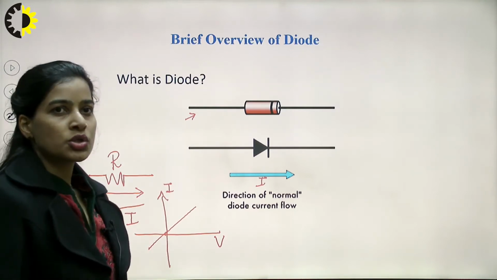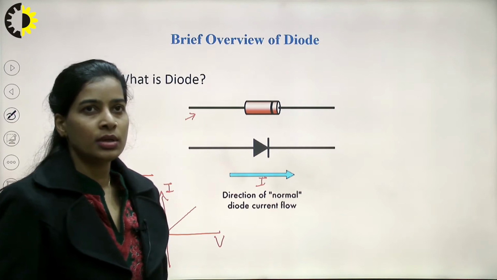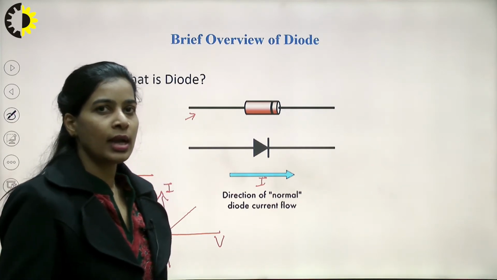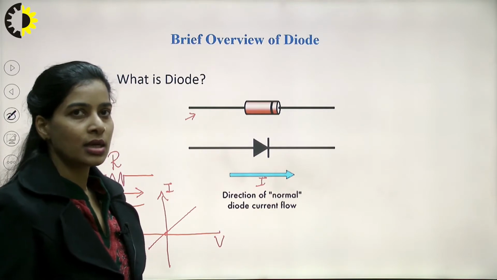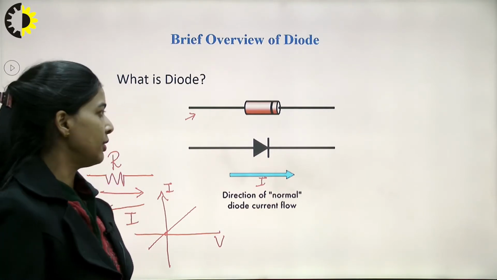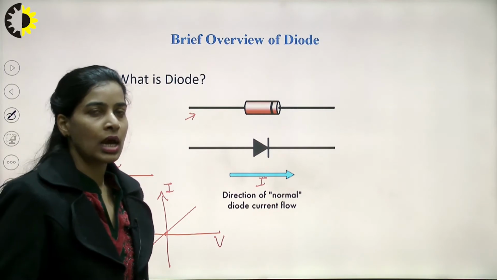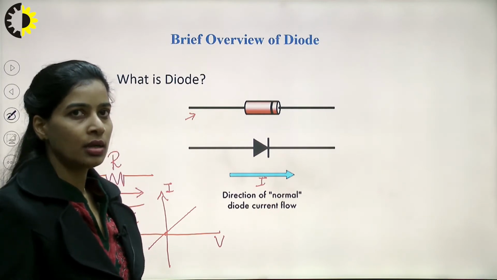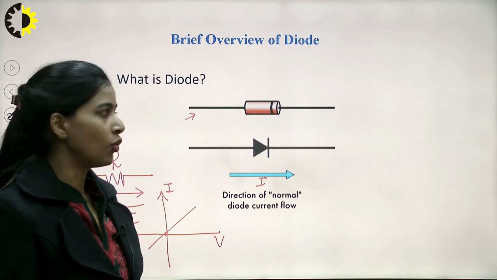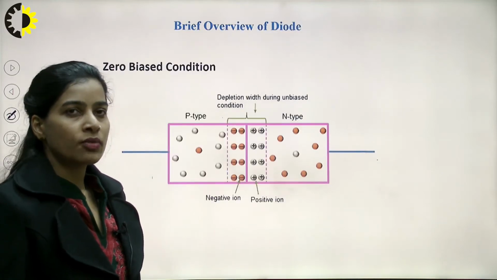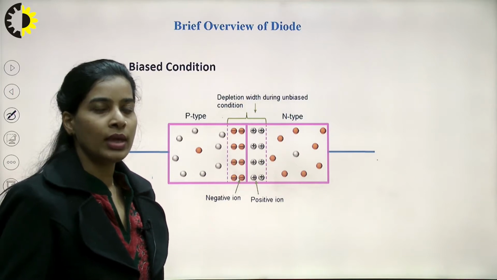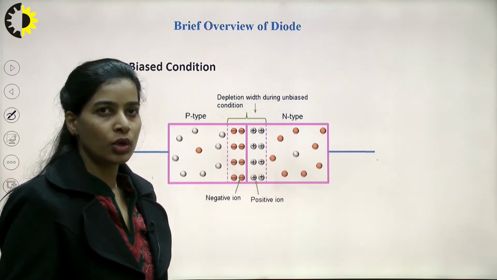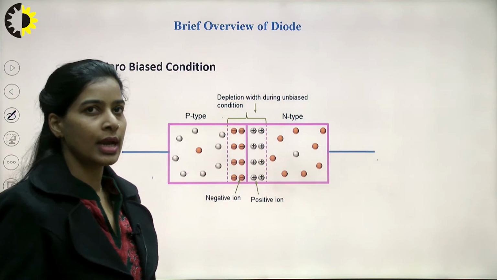But that is not so with the diode. In the diode, we do not have a linear variation of the current. It is a non-linear device. So we will see how it behaves non-linearly with the variation in voltage. First we will see how a diode behaves when we apply different voltage levels across the diode.